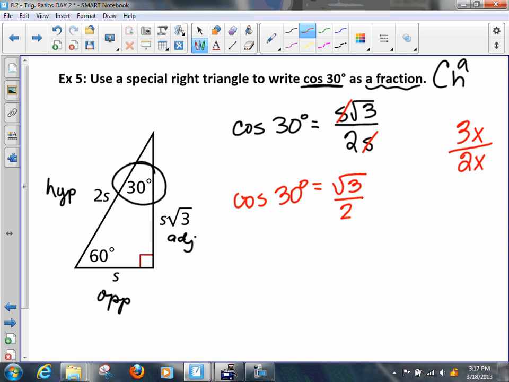And folks, from Trig, I'm just telling you because we just got finished doing this about a month ago. The cosine of 30 degrees is root 3 over 2. And in Trig, you have to memorize that. You have to know that.